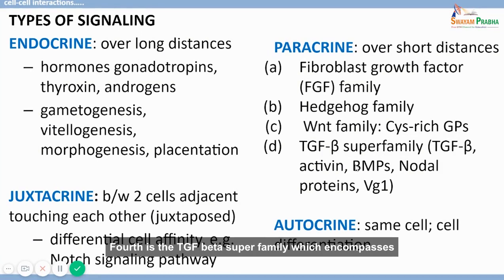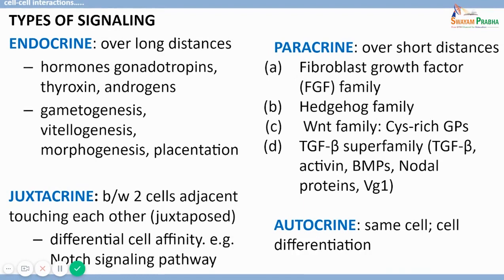Fourth is the TGF-beta superfamily, which encompasses the TGF-beta family, the activin family, involved in cell differentiation and apoptosis, the bone morphogenetic proteins or the BMPs, the nodal proteins, and the Vg1 family, which have important contributions in organogenesis of heart, CNS, cartilage, bone, and pattern formation, and also in axis formation.